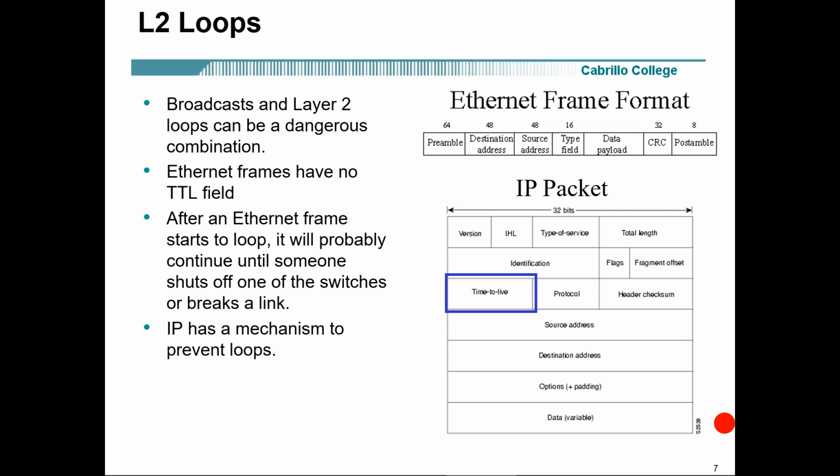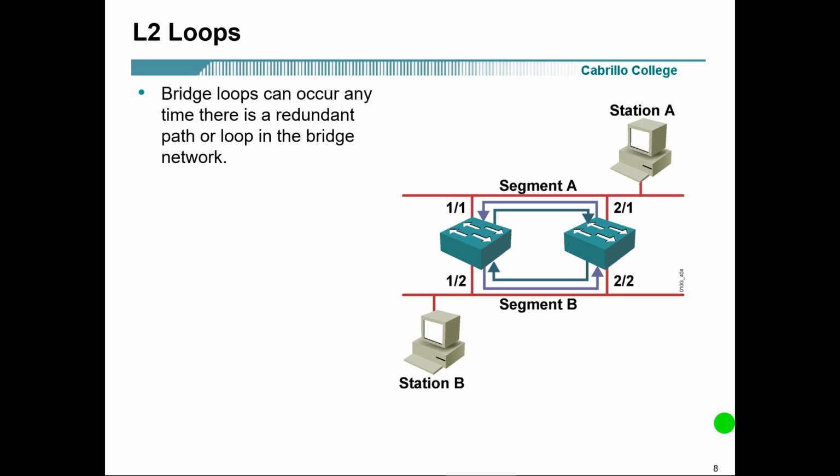IP does have a mechanism to prevent loops. That's the time to live, the TTL. Bridge loops can occur anytime there is a redundant path or loop in a bridge network. Here, from this switch to this switch, it can just keep looping back and forth.